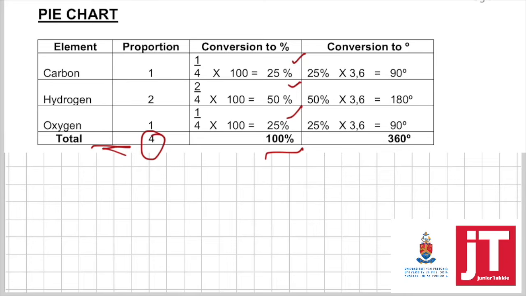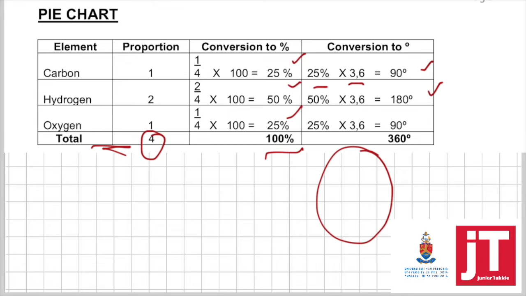Now, to convert to 360 degrees, which you remember we have to convert to 360 because the circle has 360 degrees, I just use 3,6. 3,6 is the same as 360 divided by 100. So you take the percent and you multiply by 3,6. Your answer is 90 degrees. 50 times 3,6, you get 180 degrees.